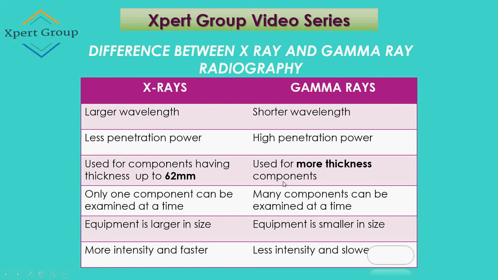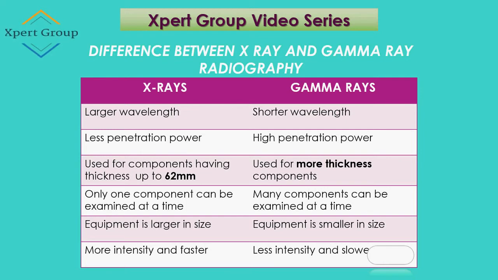So for thick components we would prefer to use gamma rays. Now in X-rays only one component can be examined at a time, which is in the focus. But by using gamma rays as a source, we can examine many components at a time. At the same time, X-ray equipment is very large and bulky as compared to gamma rays; the equipment which uses gamma rays is smaller as compared to the X-ray equipment.